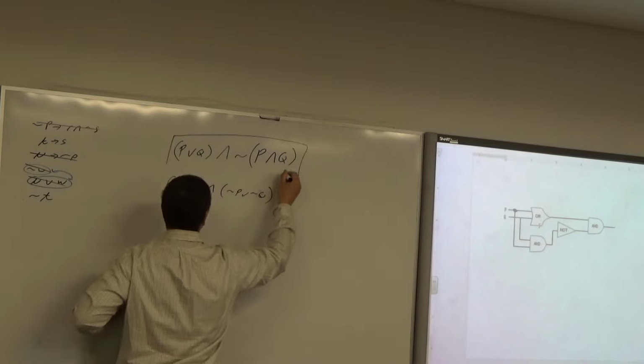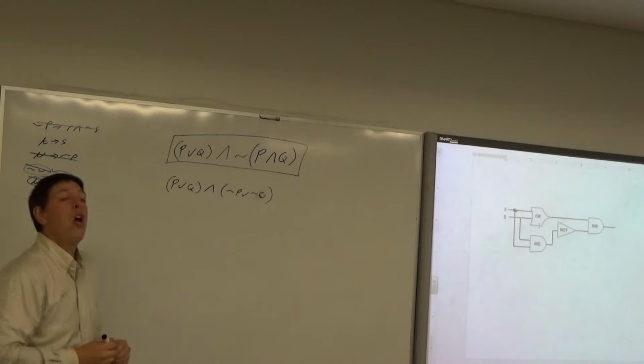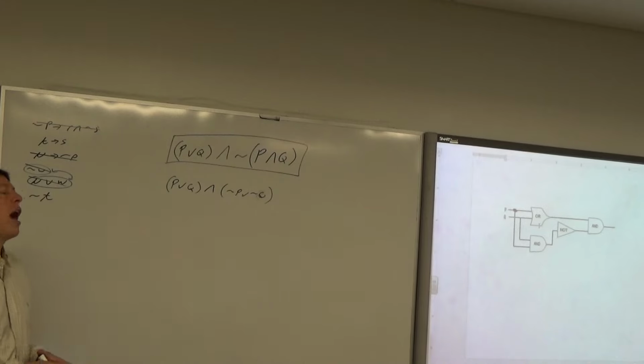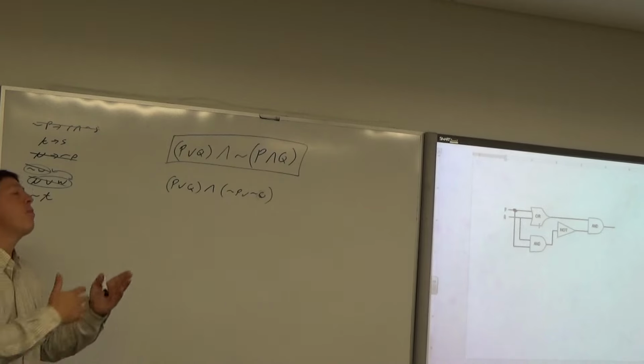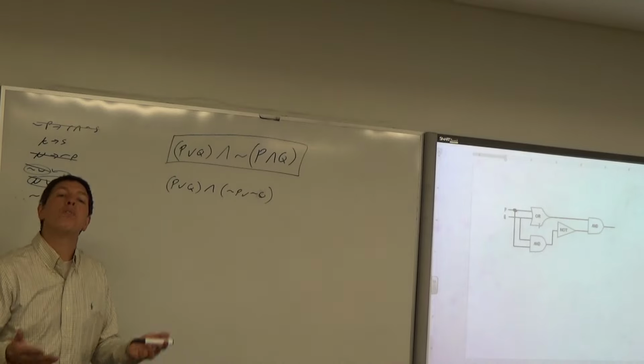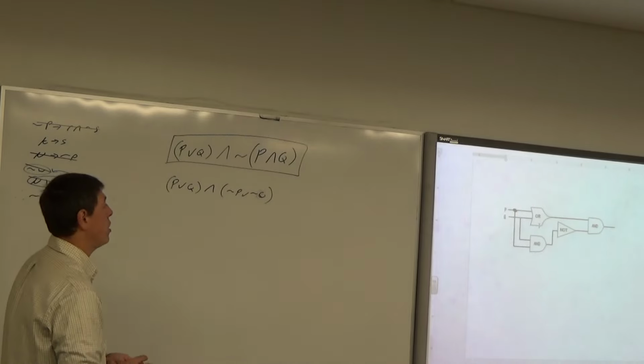So this is the best circuit that we can get out of this. When I give you guys these problems on the homework, I just ask for a circuit. I'm not asking you for the best circuit. Your next teacher might ask you for the best circuit. That's when you use the Boolean rules.